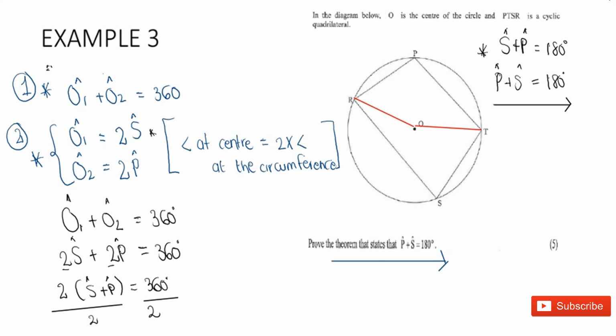And then from there, guys, what did we notice? We noticed that the angle in the center has been split into two, and we now have angle O1 and angle O2.